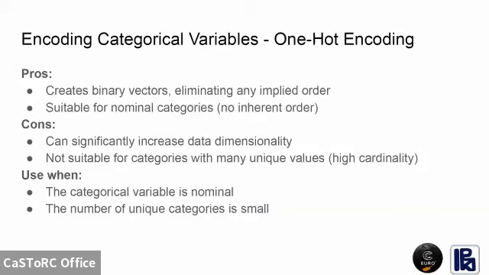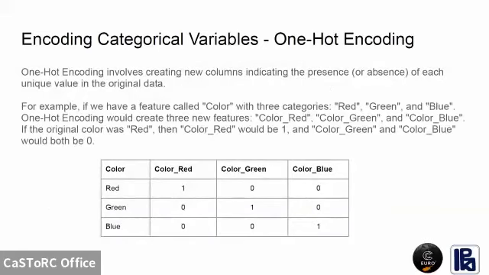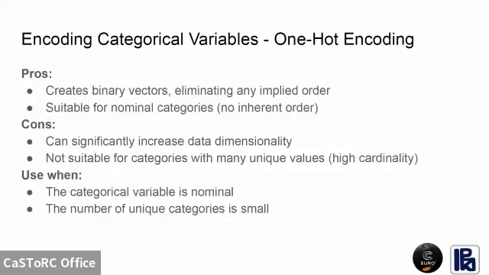But the problem is, imagine this case: if you have 3 categories, then you have a vector of 3 values. What happens if you have 1,000, 100,000, or a million? You can see how it can significantly increase the dimensionality of your data. So you have to be aware of how many classes you have, because this method can significantly increase the dimensionality. It is also not suitable if you have categories that have many unique values, that is, high cardinality.